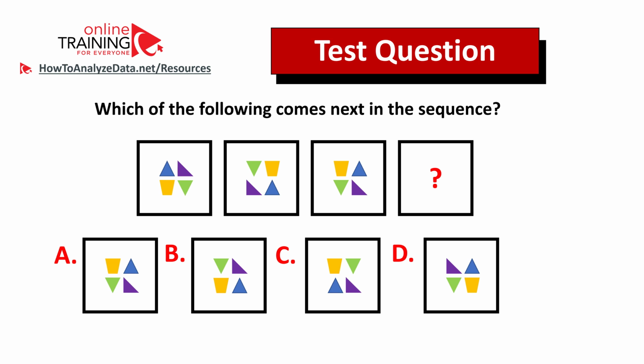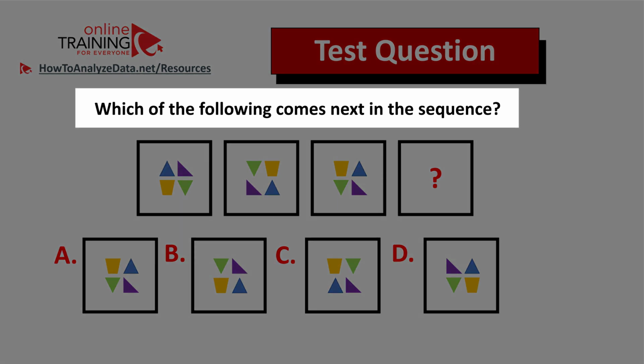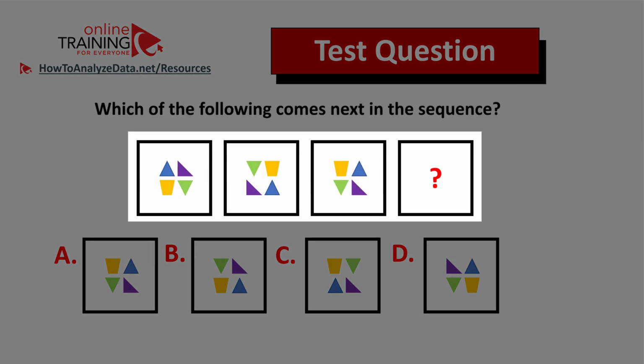Here's the question for you to practice your skills and what you have learned so far. Which of the following comes next in the sequence? You are presented with the sequence of 4 different squares. Each square contains smaller shapes inside, with the exception of square 4, which is marked with the question mark.